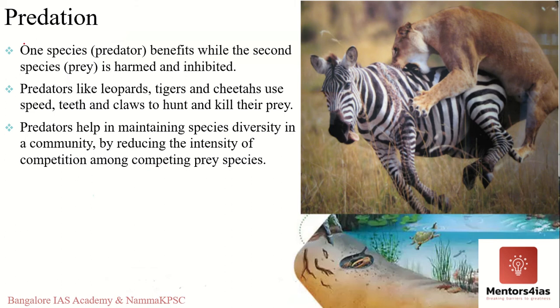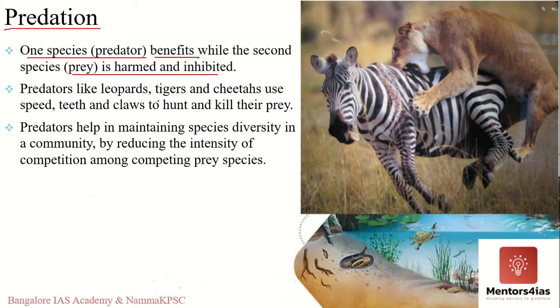The first is predation. This is very simple. I'm pretty sure everybody would have witnessed predation on the National Geographic Channel. In predation, one organism, the predator, kills and eats another organism, the prey. This interaction is beneficial for the predator but harmful for the prey.